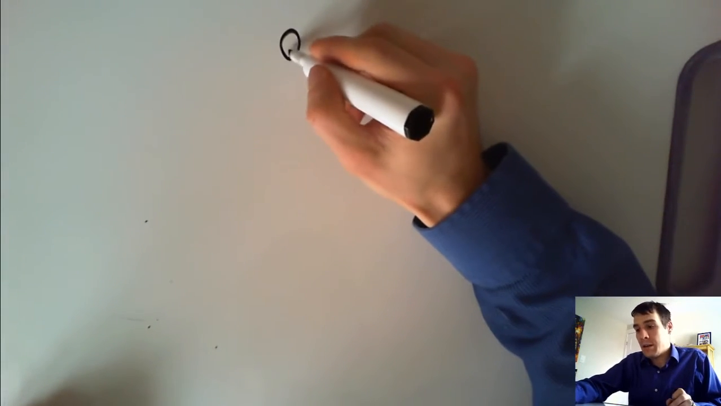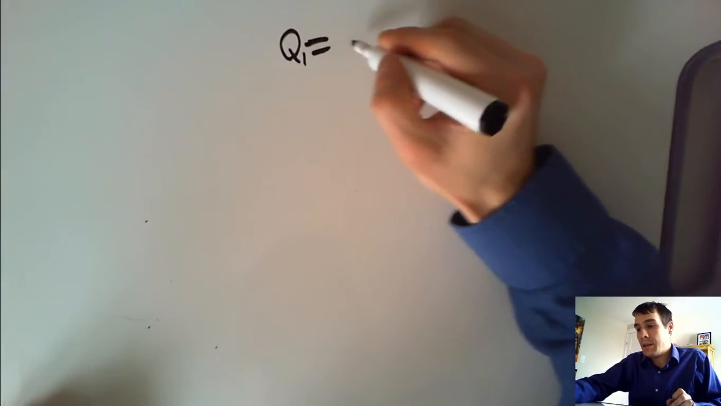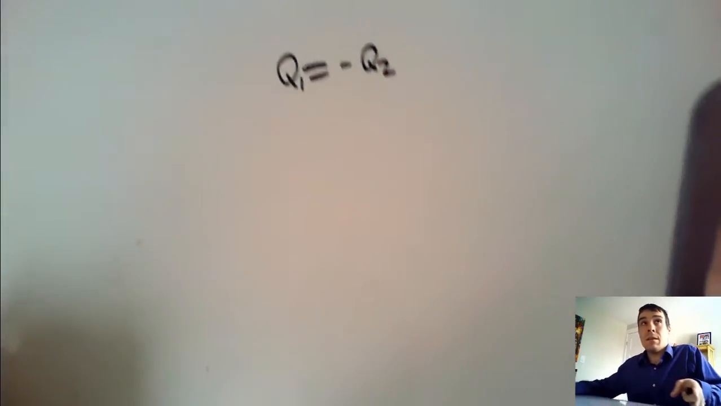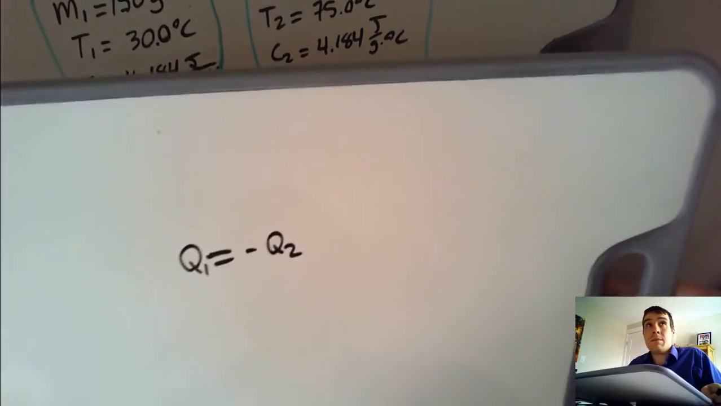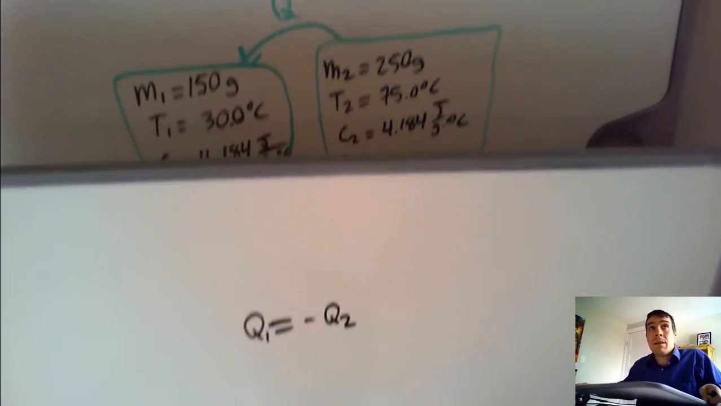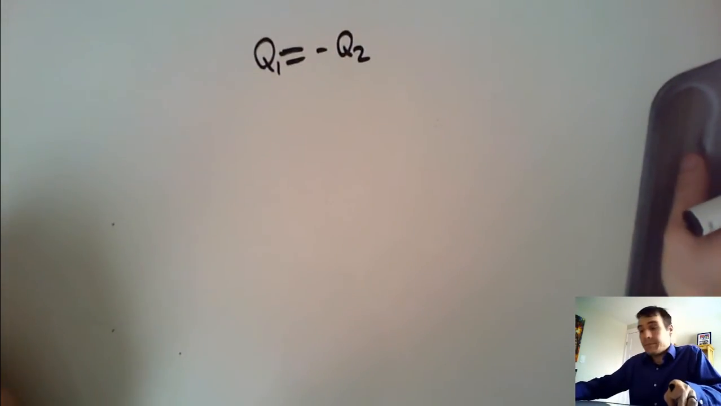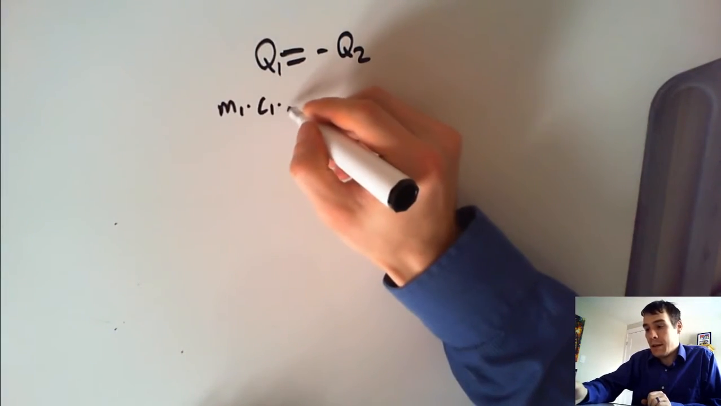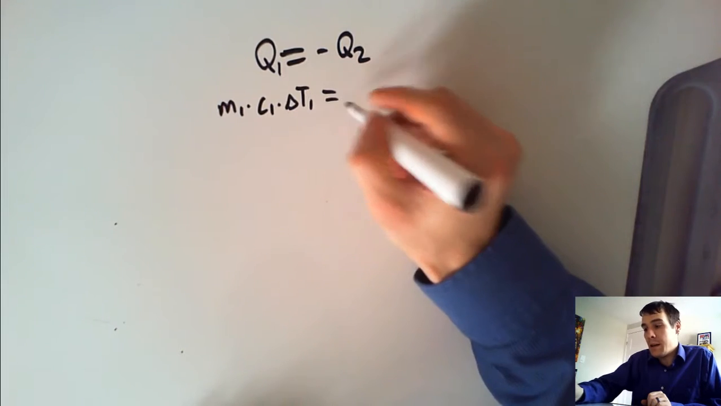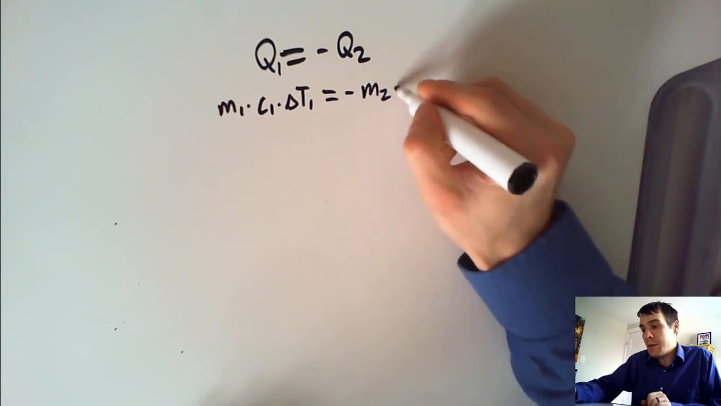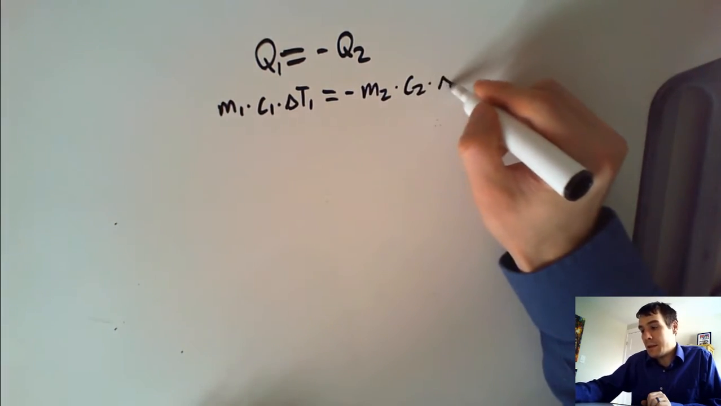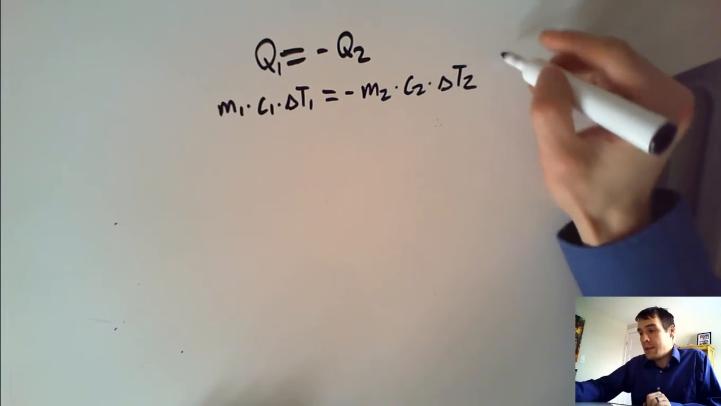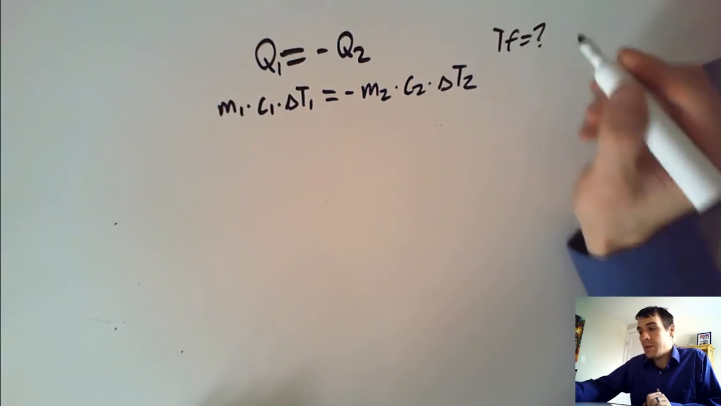The way the second method worked was we said that Q1 is equal to negative Q2 because the heat from one went into the other. That's the assumption we made. So m1 times c1 times ΔT1 is equal to negative m2 times c2 times ΔT2. Now we're interested in Tf. Tf is our question mark.